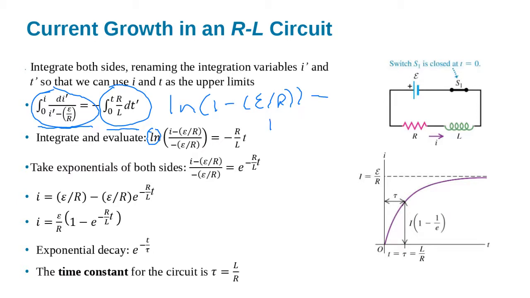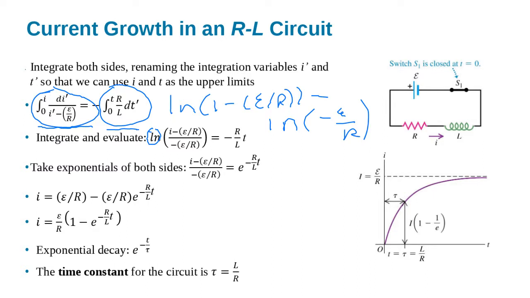minus natural log, and I is 0, so that will just be minus epsilon over R. And then from our rules of how logs work, that will be log of I minus epsilon over R, over minus epsilon over R. And then integrating the right-hand side, we just have R over L times t.